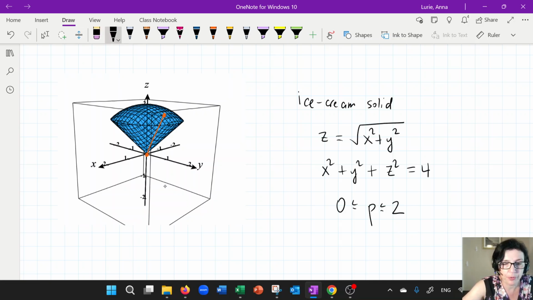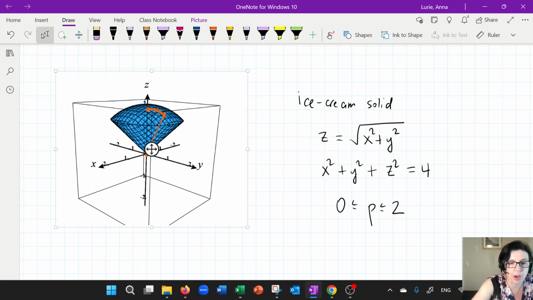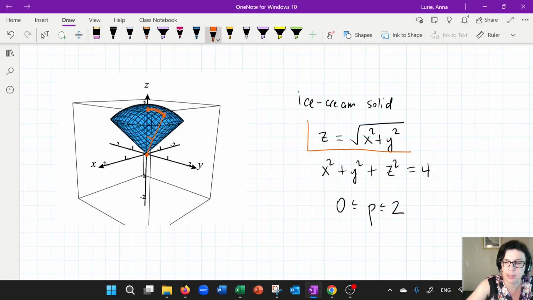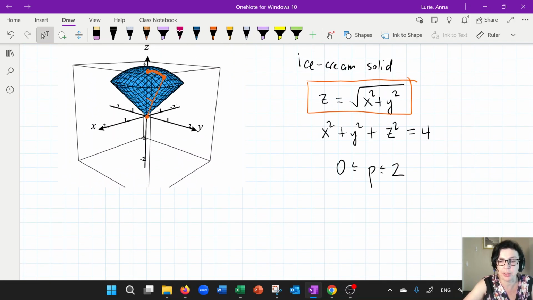Now, what about phi? Now, the angle phi is the angle with the z-axis. So when you are over here, the angle is 0, but then it stops right here. It doesn't go any further because the cone is going to prevent it from going further. So what we need to do is figure out what's going to be the angle of this cone with the z-axis. So what's the cone equation in spherical coordinates?